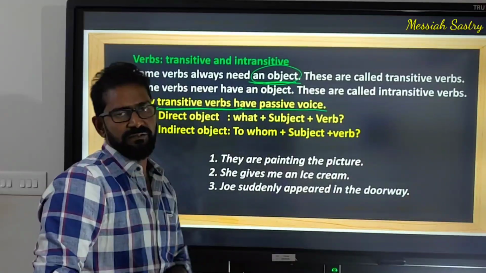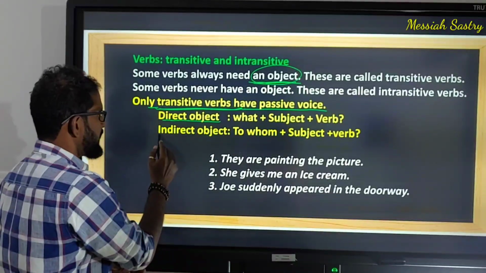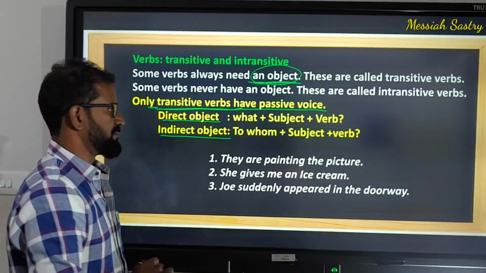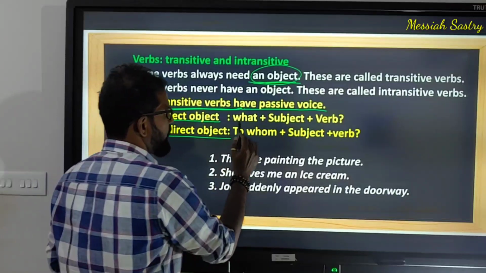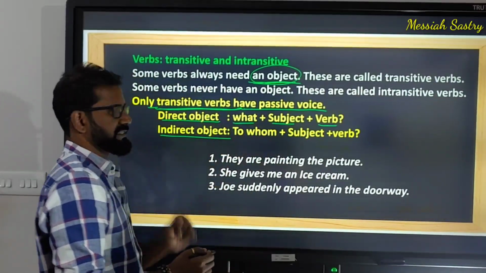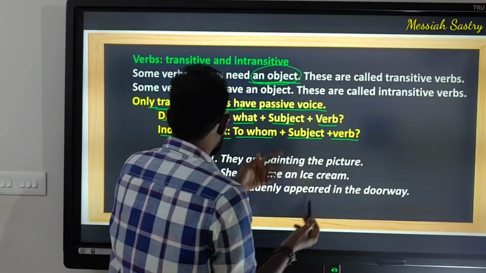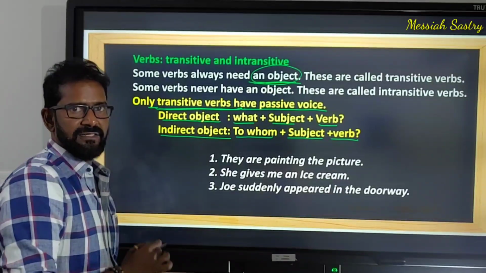There are two types of objects we have. One is a direct object, another one is an indirect object. What is a direct object? What plus subject plus verb. If you ask this question, then the answer is the direct object. When we ask to whom plus subject plus verb, then we get an indirect object.